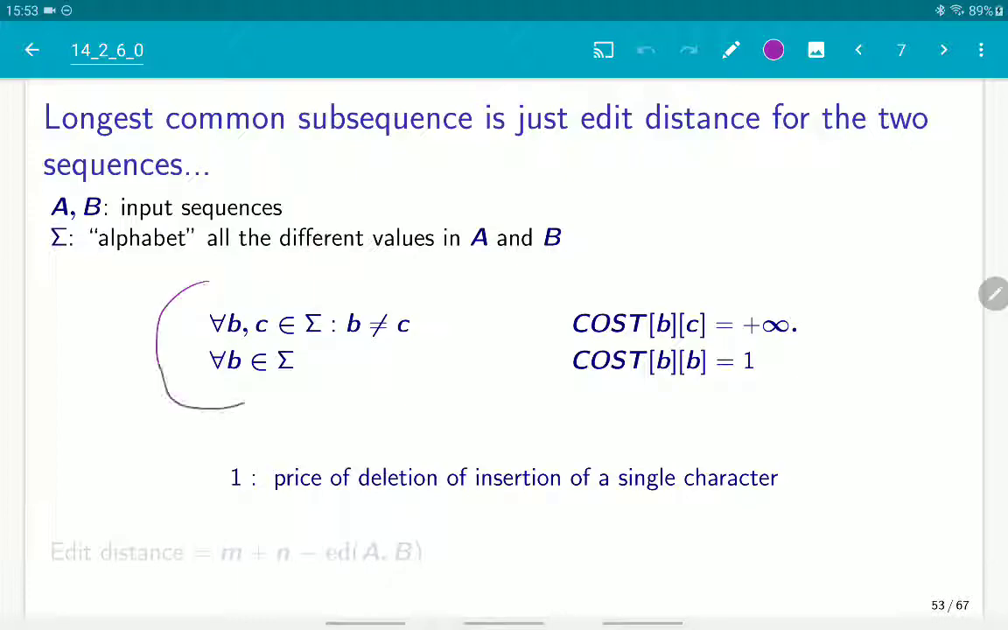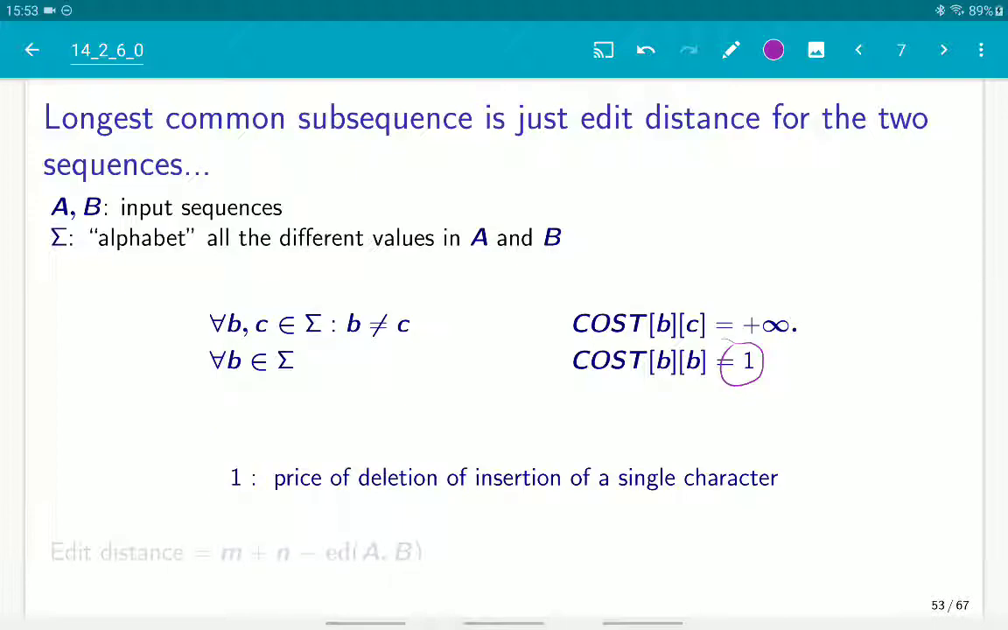We have to play with the cost function. So the cost function, what we do is that if we're trying to match two characters or two values that are not equal, we set the cost to infinity. So the edit distance can no longer afford aligning two characters that are different. And now for matching a character with itself, instead of cost 0, like in the old game, we set it to 1. Why I set it to 1 will become clear hopefully shortly. And also we set the price of 1 as the cost of insertions and deletions.